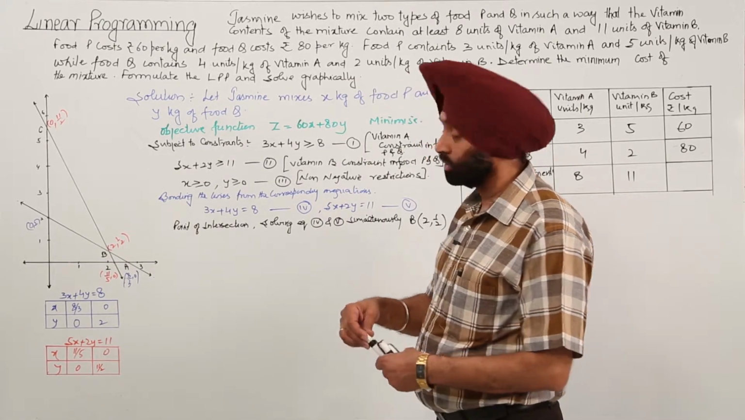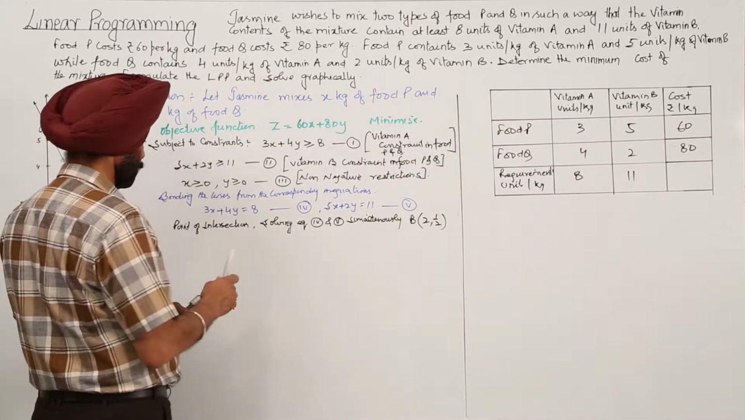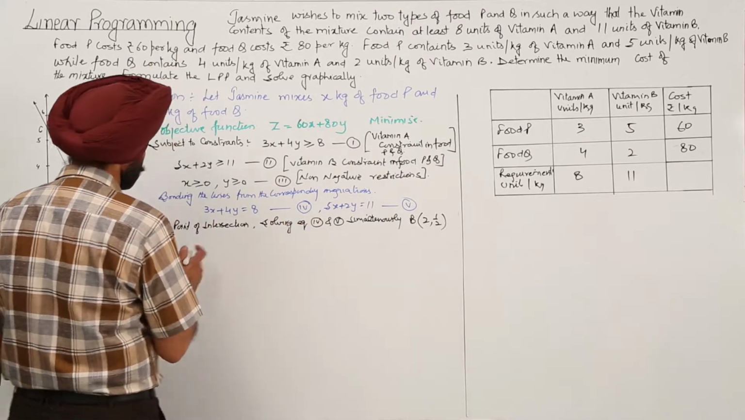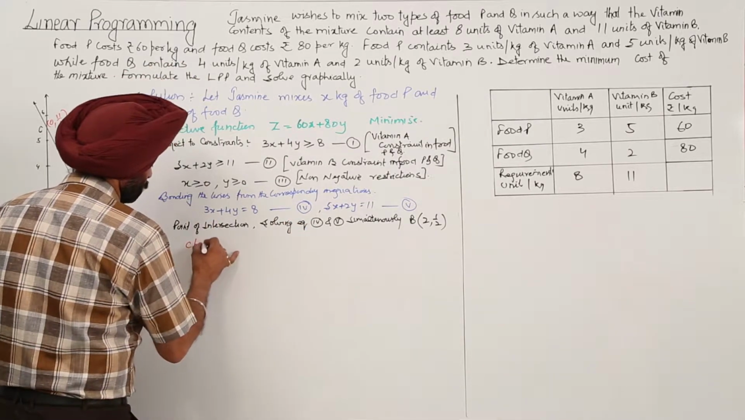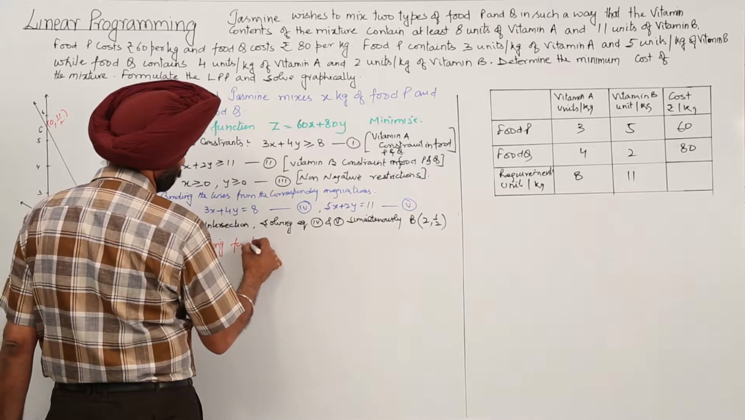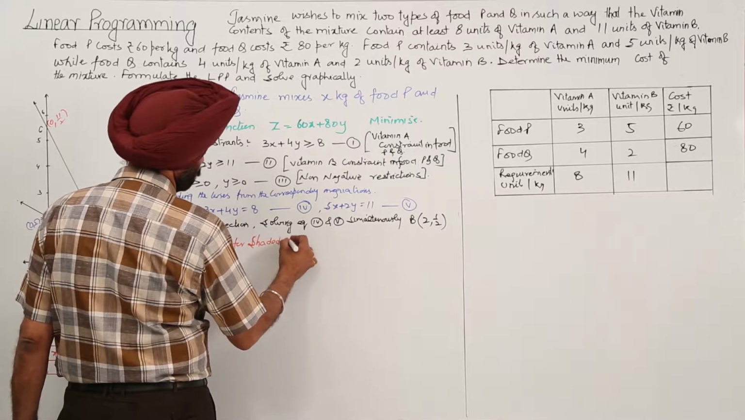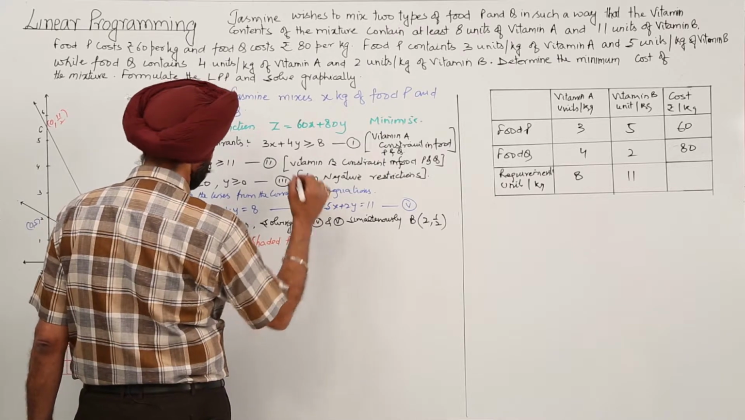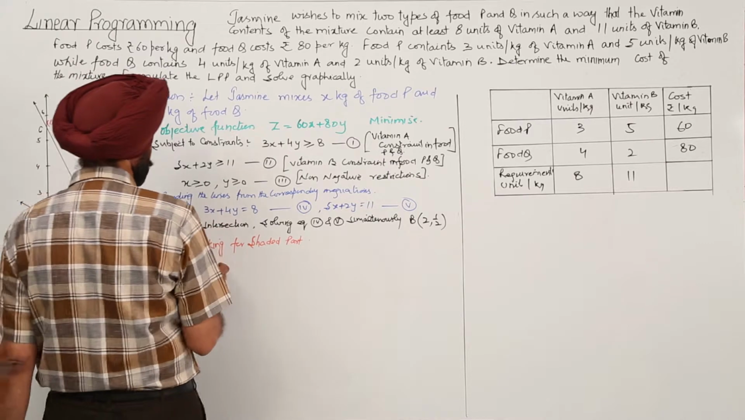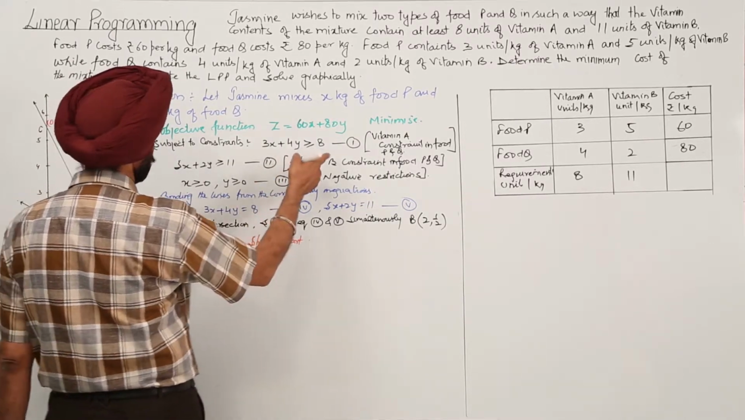Now checking for the shaded part. Okay, point of intersection we have got. Nice. Now checking for the shaded part. Now let's take any two arbitrary points for equation number 1.